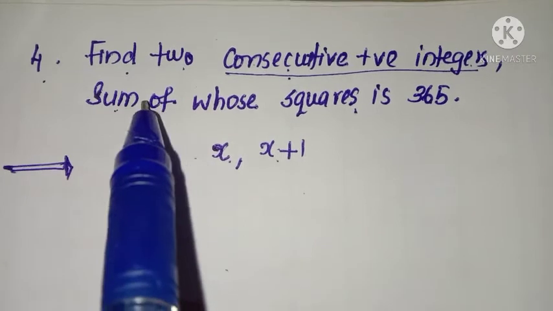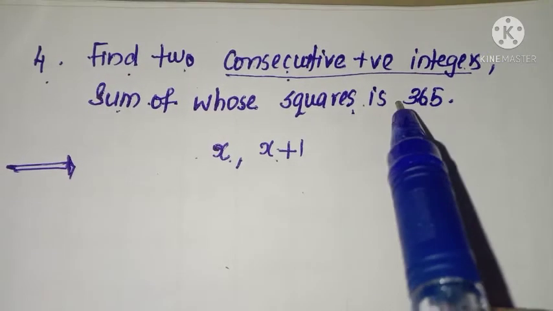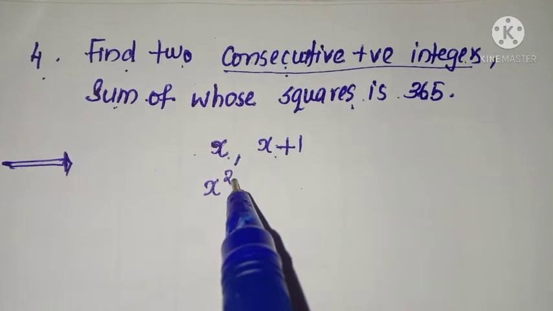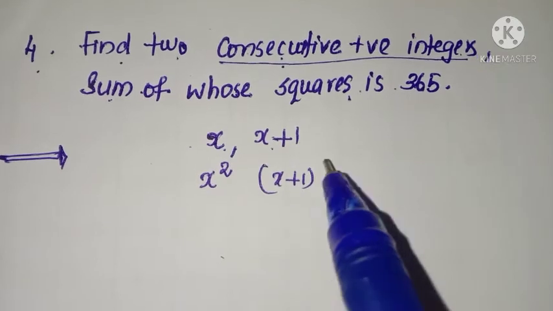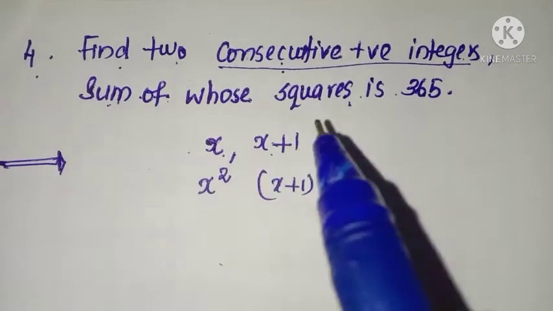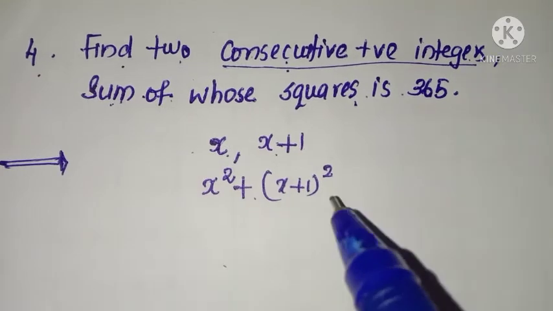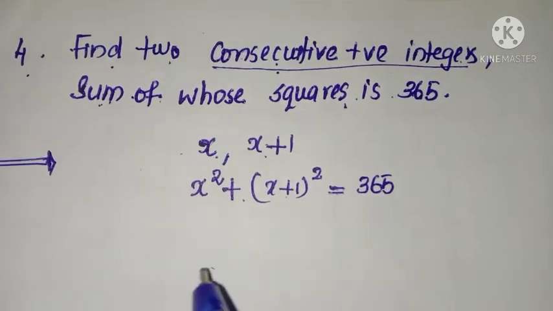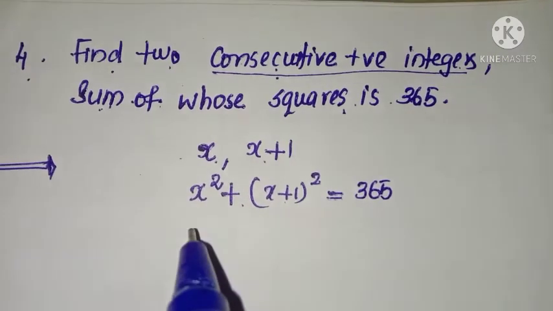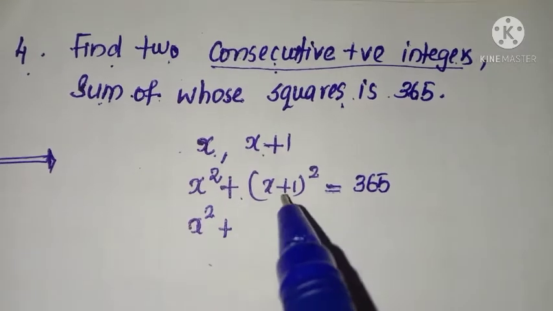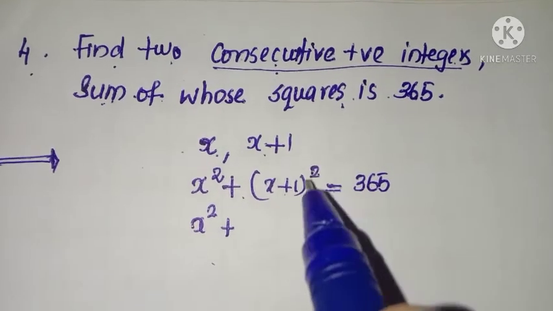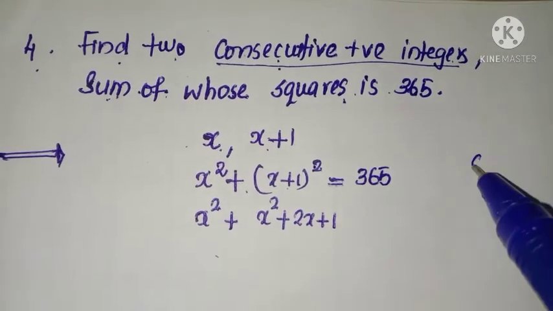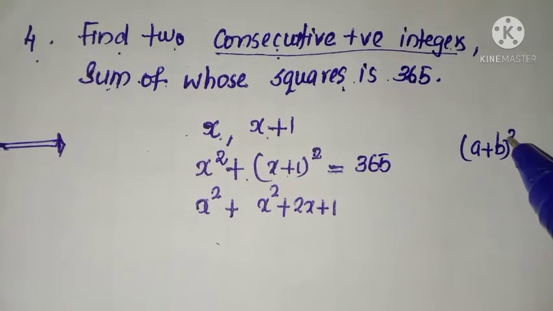Now it is given sum of whose squares is 365. That is squares of these numbers, x square and x plus 1 the whole square. Now the sum of these squares, that is x square plus x plus 1 the whole square, is given, that is equal to 365. Now simplify this expression. x square plus x plus 1 whole square can be written as x square plus 2x plus 1 by using the identity a plus b the whole square.